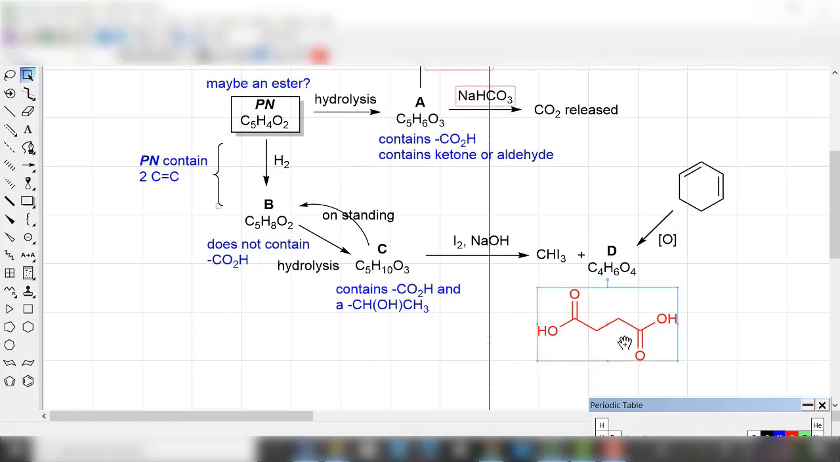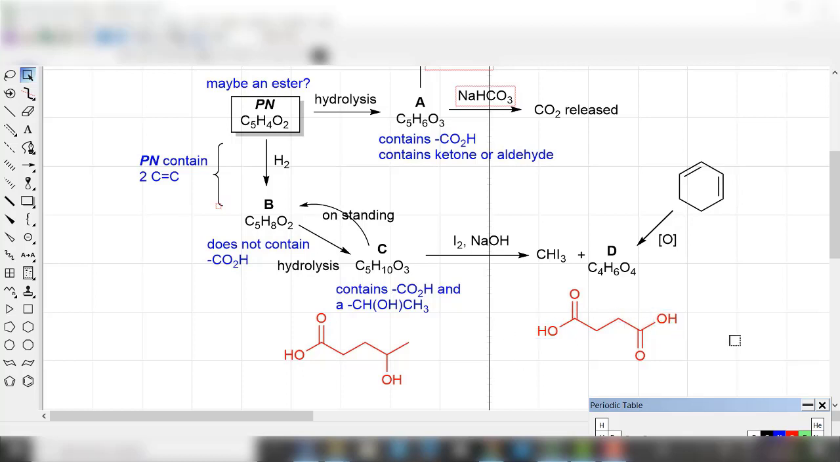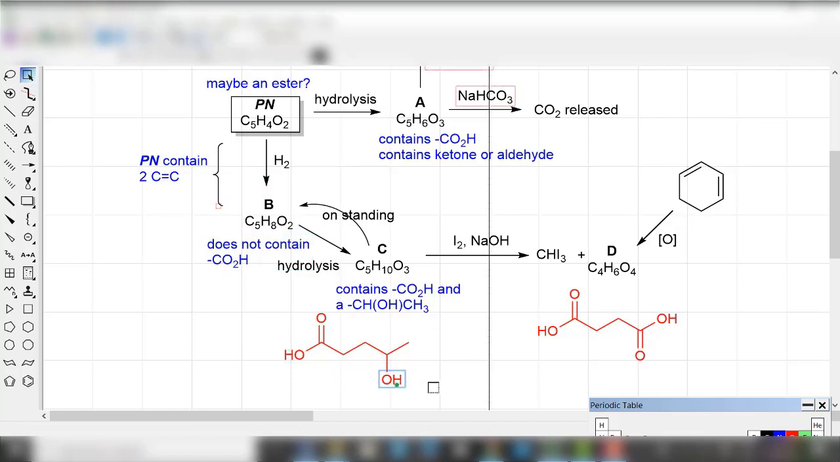And C, again, if you just work backwards, I think you can easily be convinced that this is C. Right? Either side, either one will do. It doesn't really matter which side you use. And if you can get C, you definitely can get B. So B is likely to be a cyclic ester.